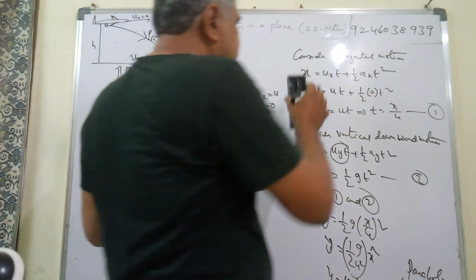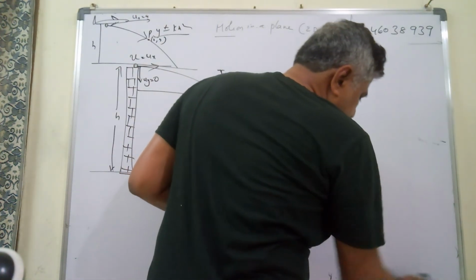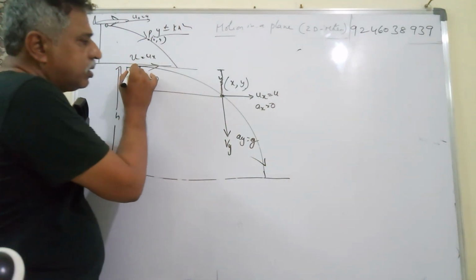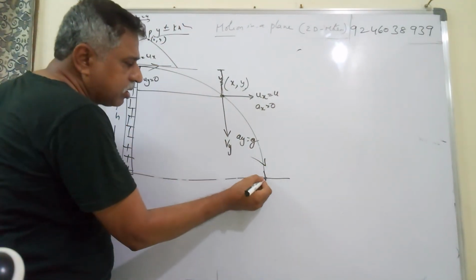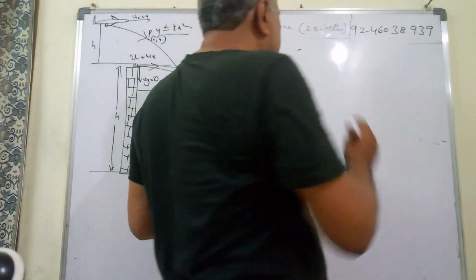Next one, time of descent. Next we want to calculate the time of descent. What is meant by time of descent? Time of descent means the time taken by a horizontal projectile to reach the ground from the top of a tower of height h.